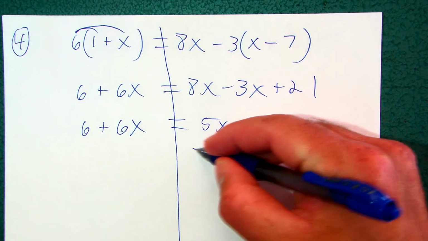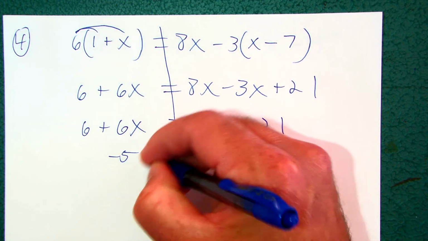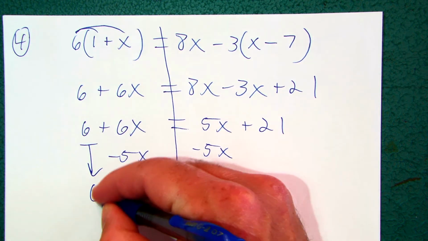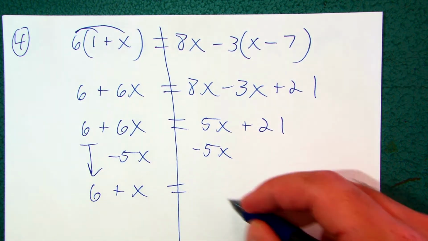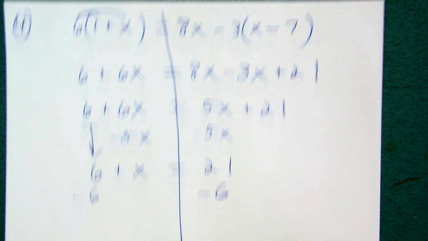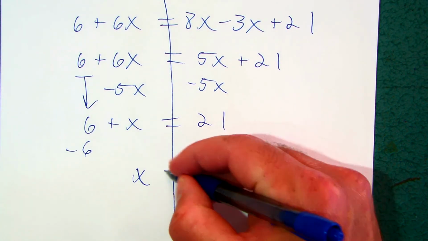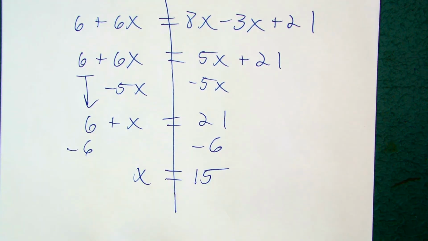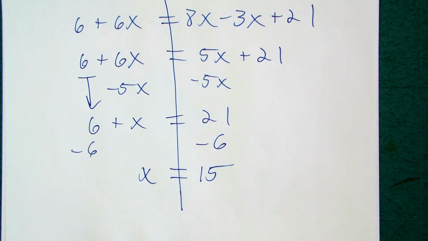I would subtract 5x then. It's going to make things real easy. We get 6 plus x equals 21. Subtract 6 from both sides, and we get x equals 15. So a good thing to do on these would be copy the problem, work through it on your own, see if you can get it.